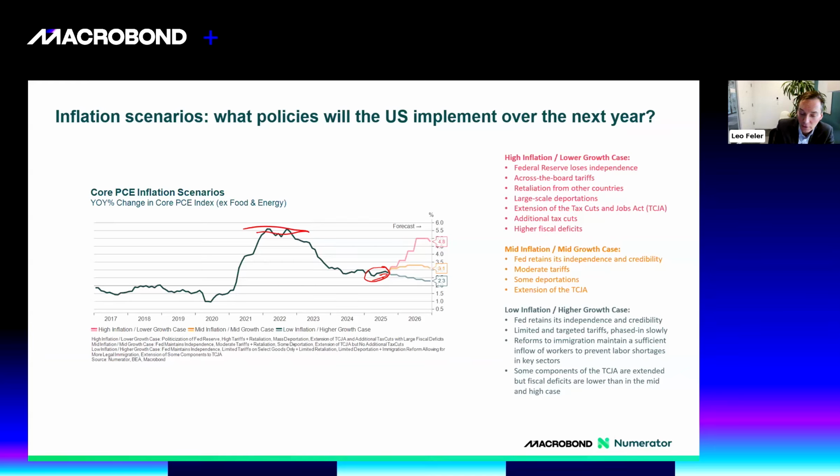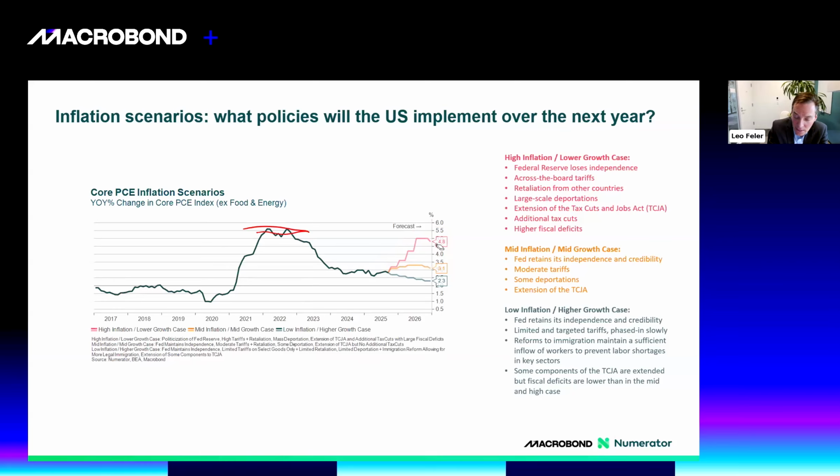Coming into 2025, I had three scenarios. One was a scenario where we didn't have tariffs, where we had, if anything, very limited targeted tariffs that were phased in slowly. We had some components of tax cut extensions, but we had a fiscal tightening, and that would have gotten inflation back down slowly towards the 2% target. I had a high case scenario, which was inflation would be much higher if the Fed Reserve lost independence, if we had across the board tariffs plus retaliation from other countries, plus large scale deportations.